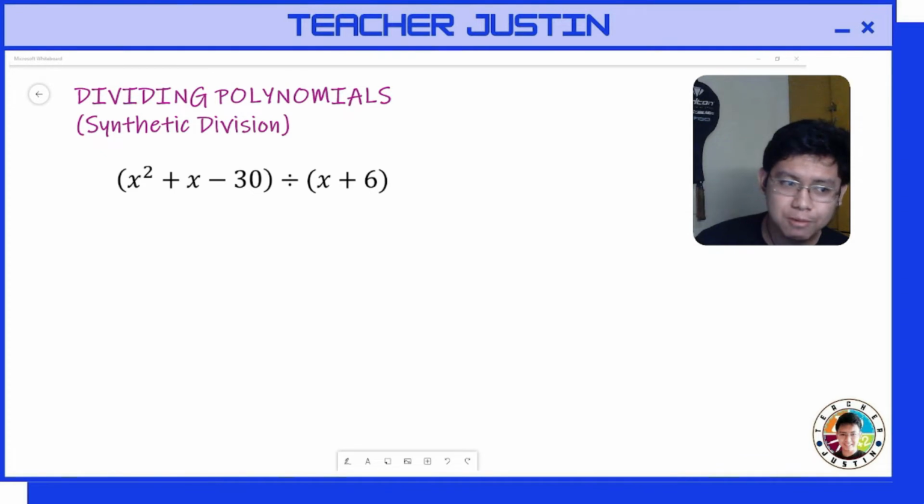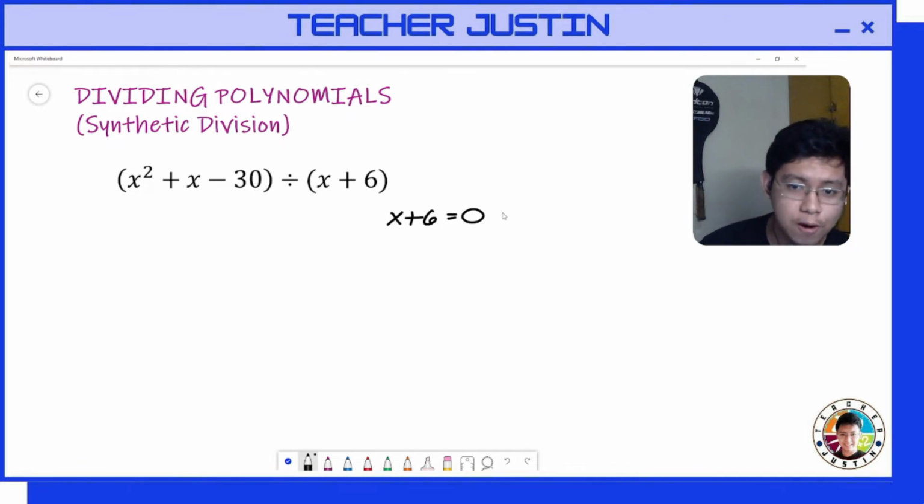So in applying our synthetic division, our first step is for us to equate our divisor to 0. So our divisor in this example is x plus 6. Equating it to 0 and then solve for the value of x. So let's transpose positive 6 to the other side. Changing the sign, the value of x is equal to negative 6. And negative 6 will serve as our divisor for the synthetic division.